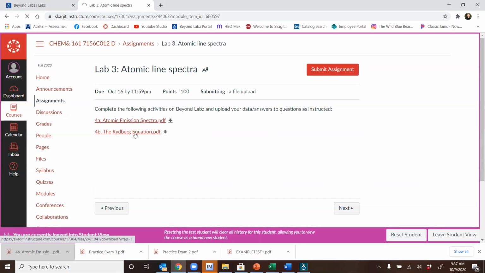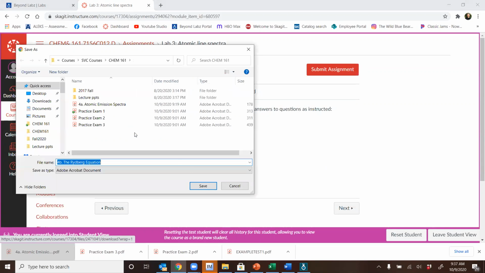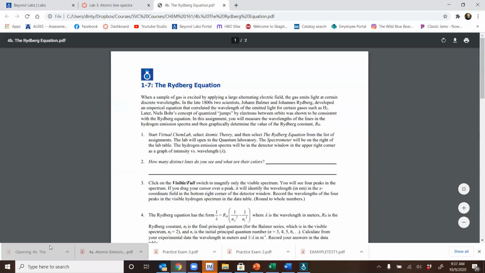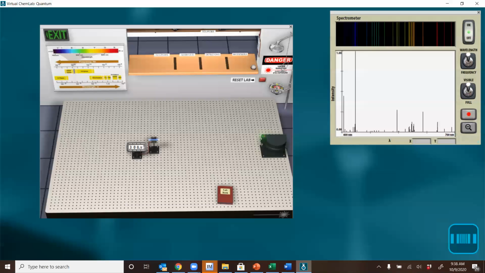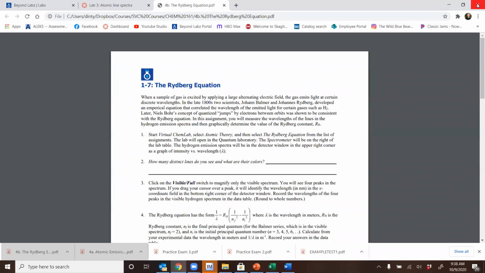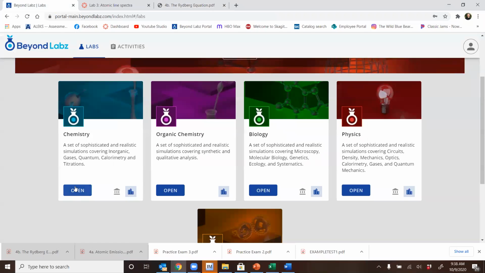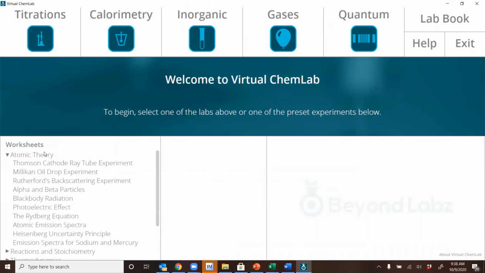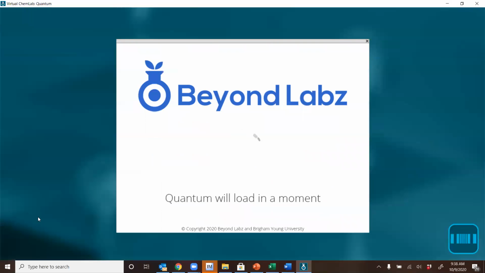And then we'll look at the second lab, the Rydberg equation lab. So when you're finished in this lab space, you should be able to click up. Oh crap, I just destroyed it. That's not what I wanted to do. So I'm going to go to chemistry. And under atomic theory, the Rydberg equation lab should be down here. There we go.